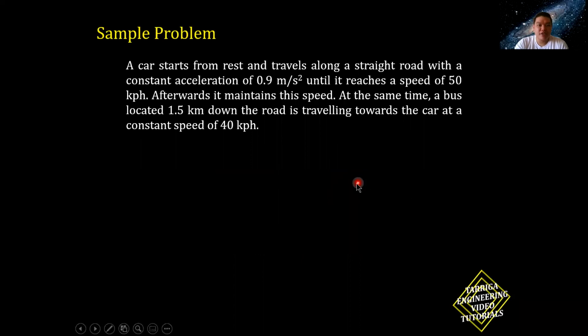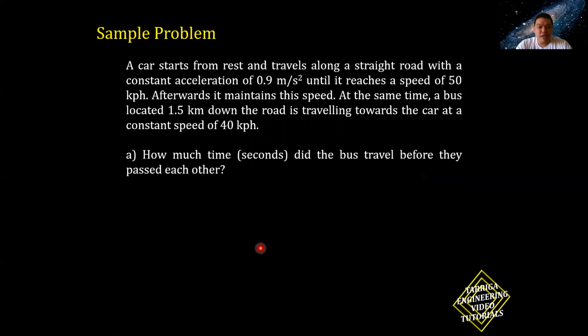A car starts from rest and travels along a straight road with a constant acceleration of 0.9 until it reaches a speed of 50 kilometers per hour. Afterwards, it maintains this speed. At the same time, a bus located 1.5 kilometer down the road is traveling towards the car at a constant speed of 40 kilometers per hour.